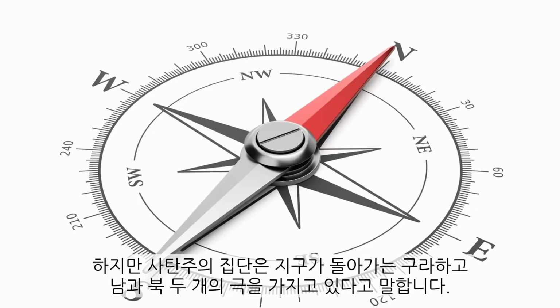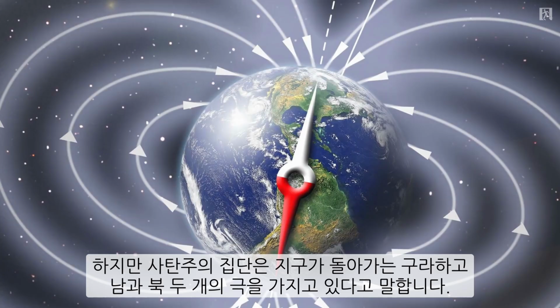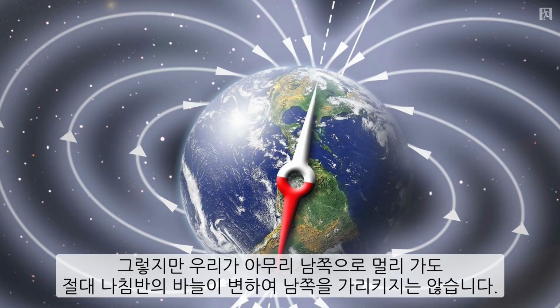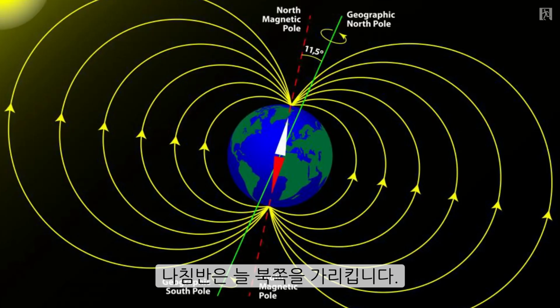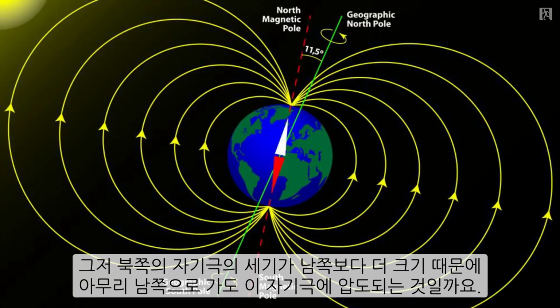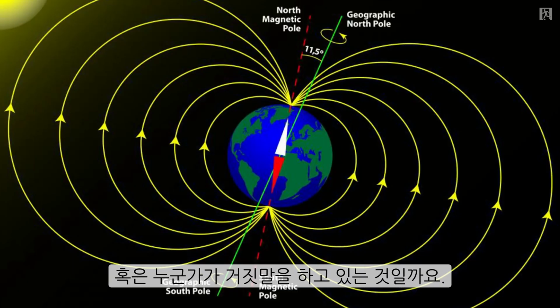But the satanic cabal tell us that the Earth is a spinning globe with 2 magnetic poles, the north and the south. Yet no matter how far we go south, the compass's needle never shifts and begins pointing south. It always points north. Is the north's magnetic pole just stronger than the south's and able to overpower it no matter how south you go? Or is somebody lying?